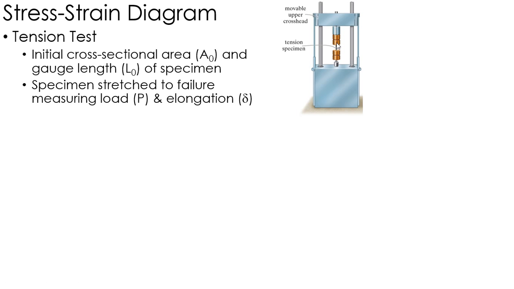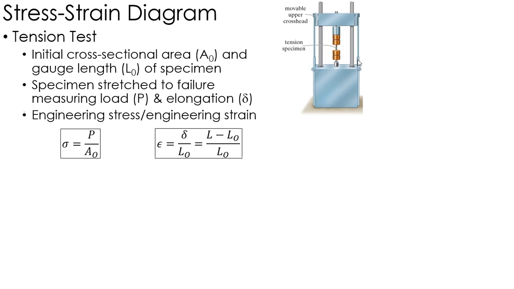Then basically this machine rips it apart. It's slowly stretched, measuring both the load that's being applied to it, as well as the elongation, basically how much it's being stretched. And then from those two values, we get what's called the engineering stress and the engineering strain. The engineering stress is whatever the load is divided by the initial area, and the engineering strain is basically that change in length, that elongation, divided by the initial length.